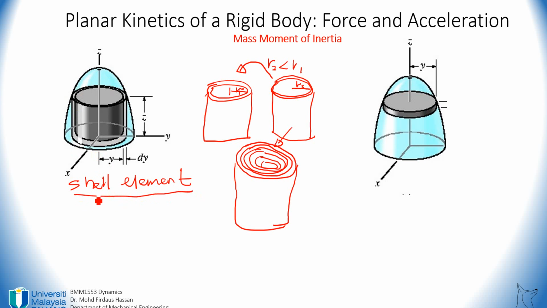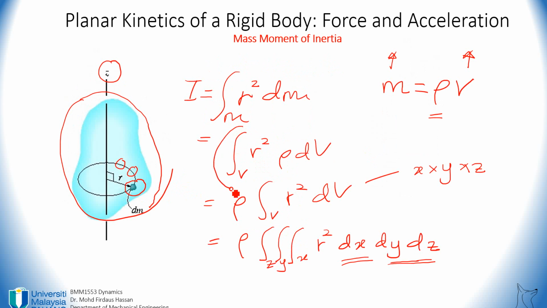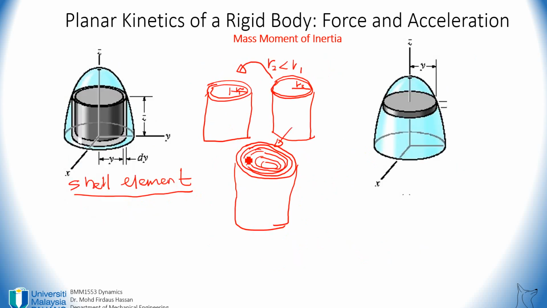So basically, from the previous equation, the volume for the shell element can be represented by dV equal to 2 pi y times z times dy, right? This element can be used to determine the moment of inertia about the z-axis, since the entire element, due to its thinness, lies at the same perpendicular distance r from the z-axis.